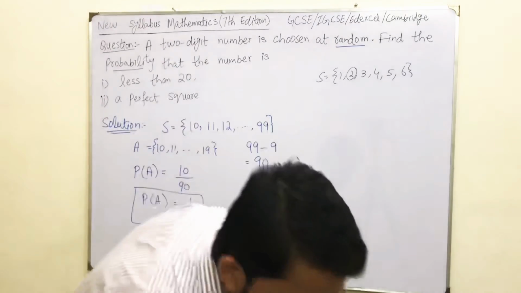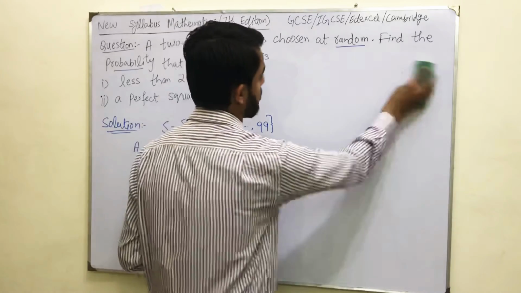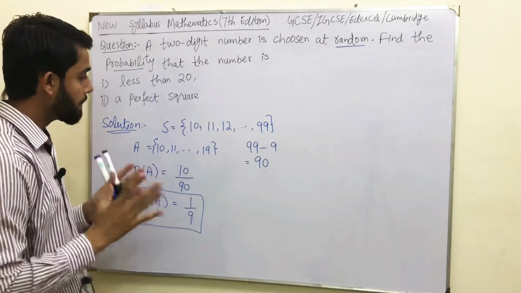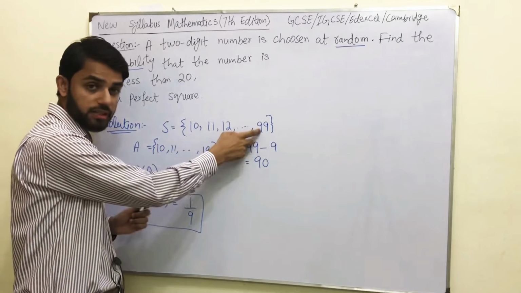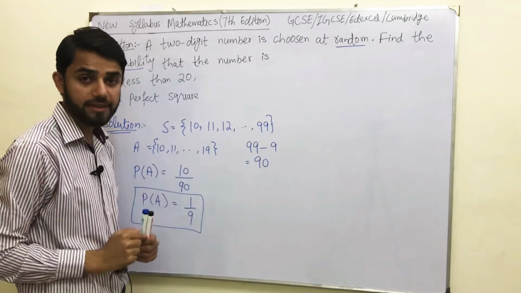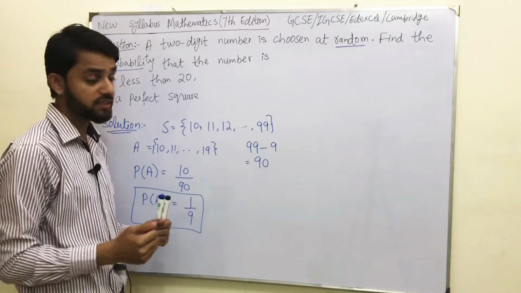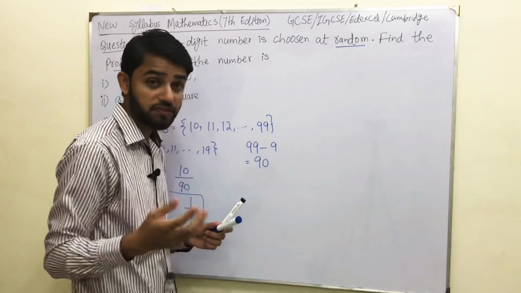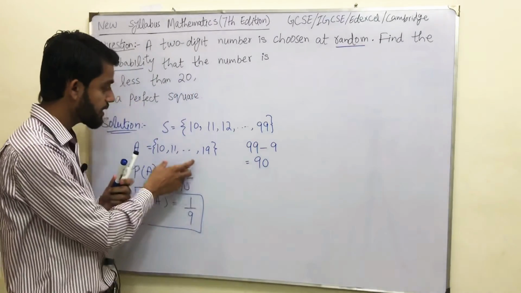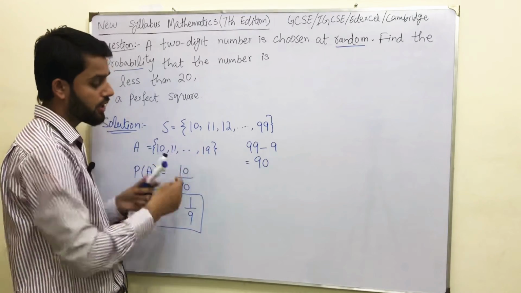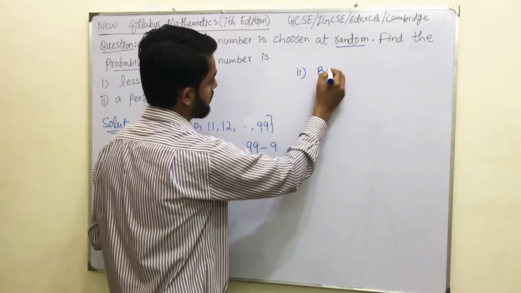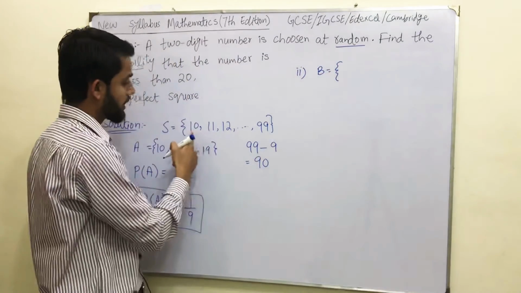Alright, now let's move to the second part of this question, which is about a perfect square. Now the sample space that we have is from 10 to 99. Now we need to find the probability that the number that we are going to get is a perfect square. So the sample space, the chances of something happening, earlier was for numbers less than 20. Now the chances of something happening are going to change. Let's write it B.